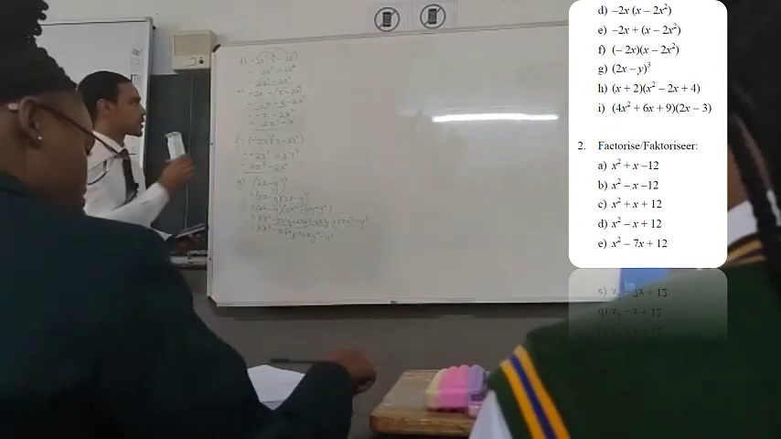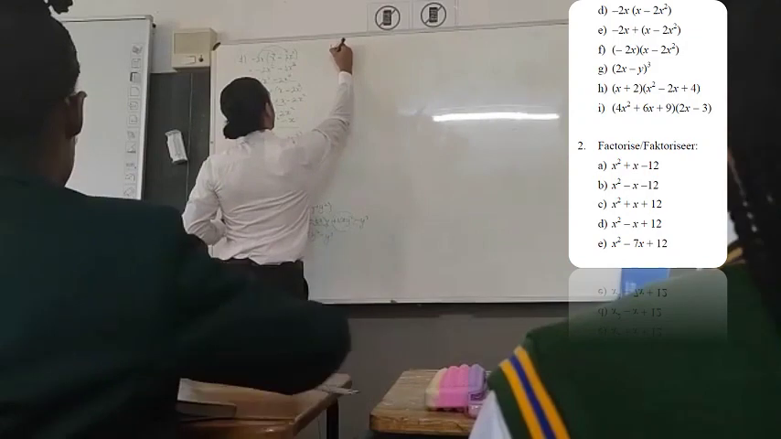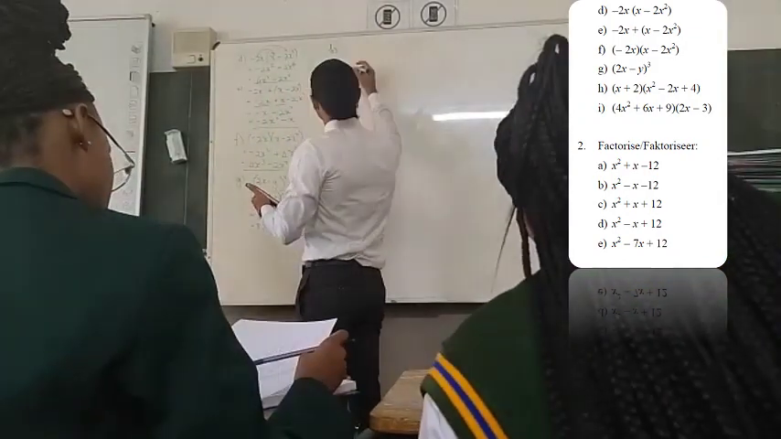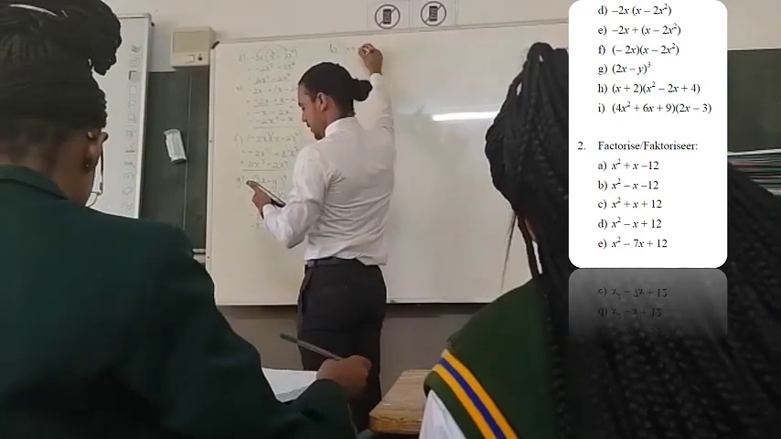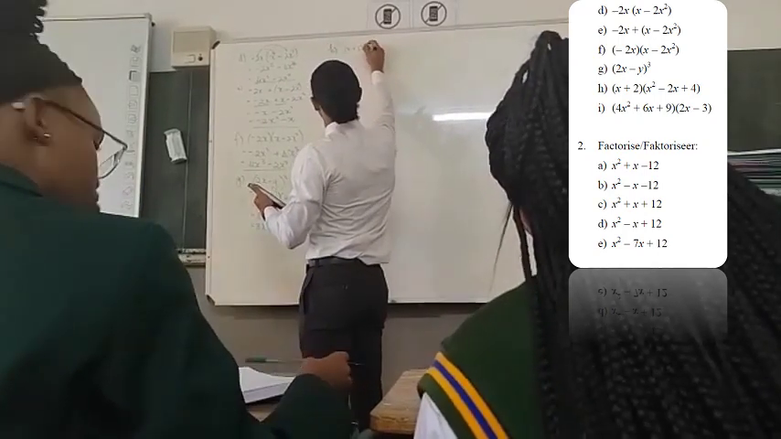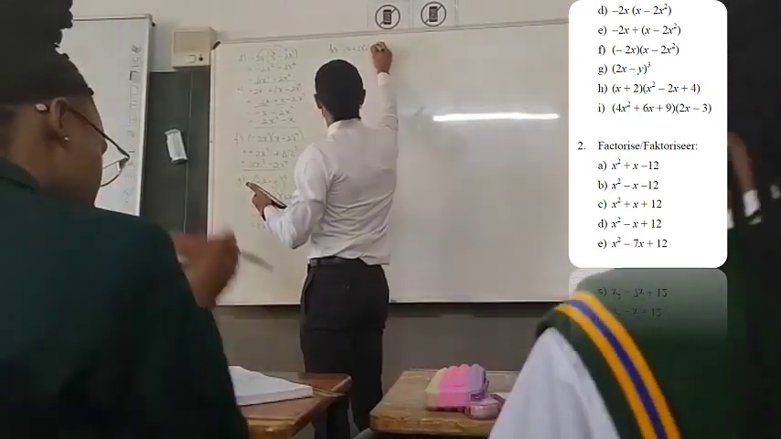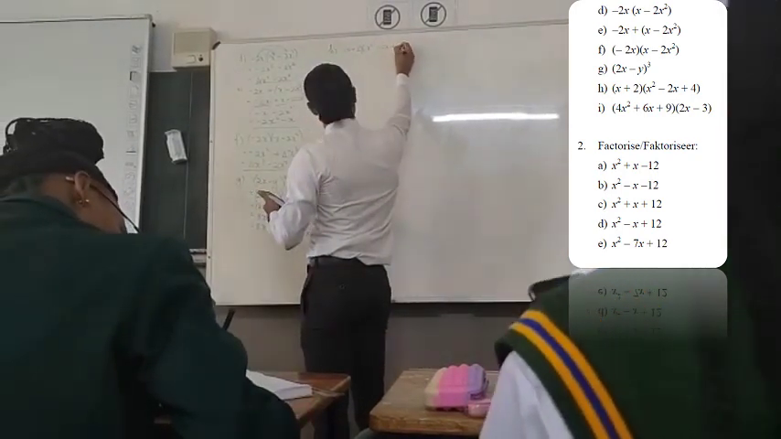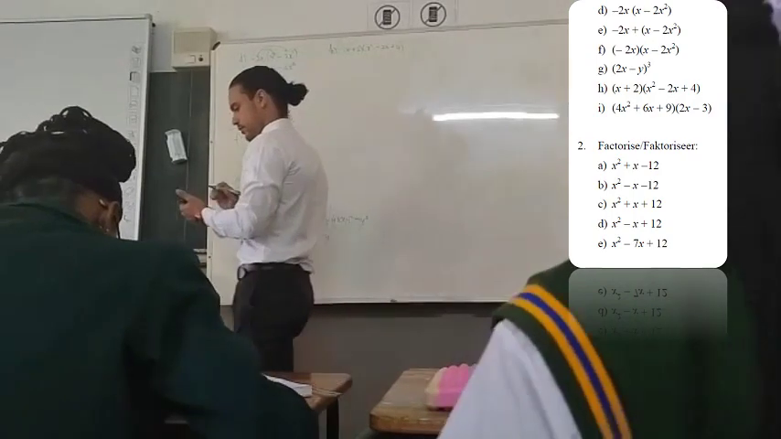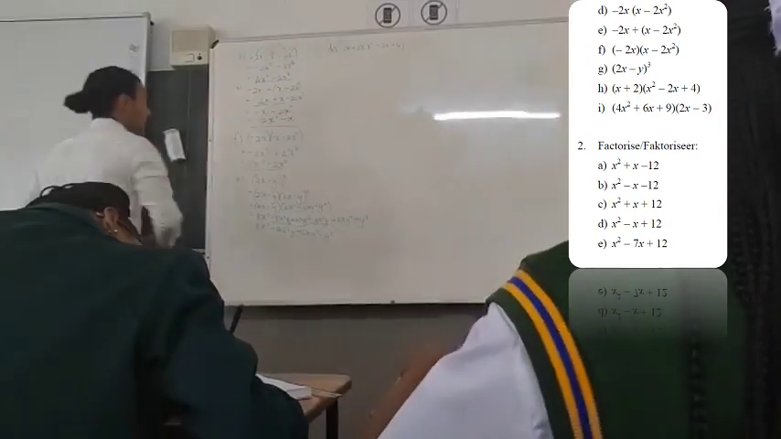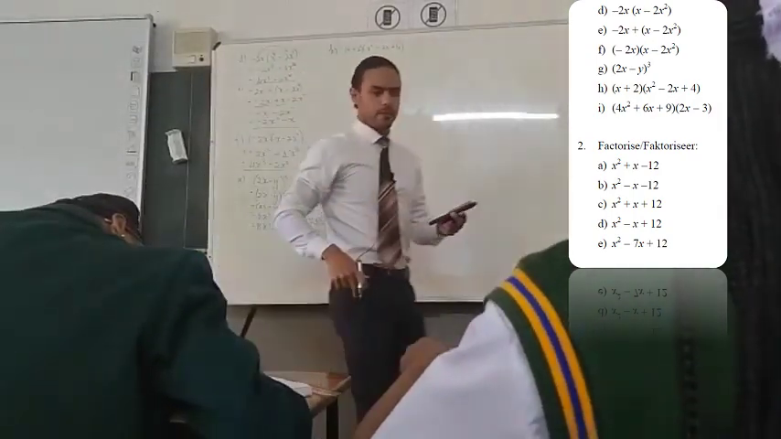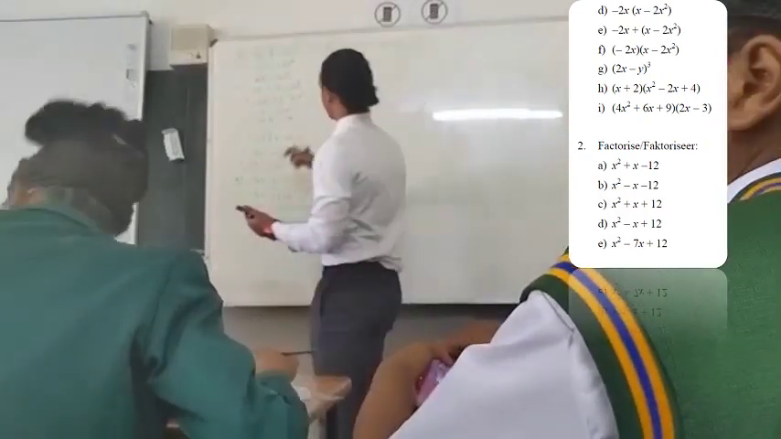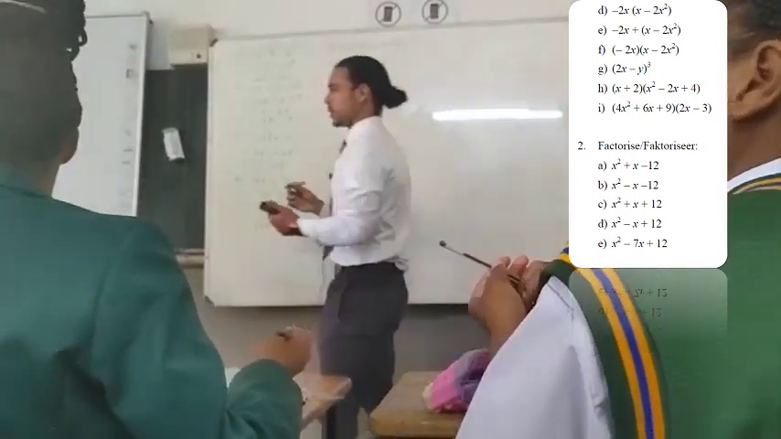Alright, number 8. Number 8 is x plus 2 bracket x squared minus 2x plus 4. We spoke about this yesterday.